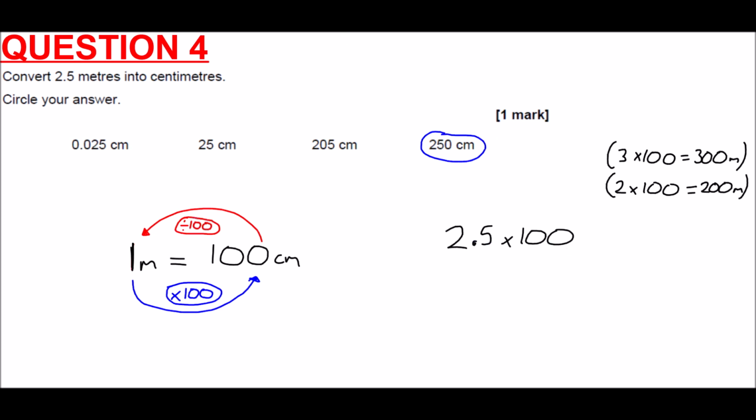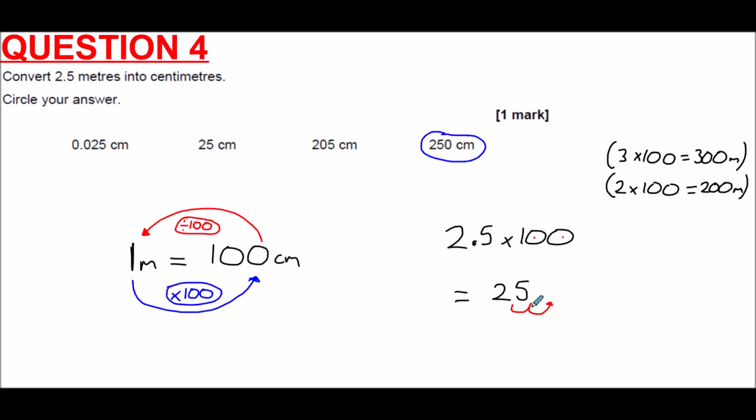2.5 multiplied by 100, to do it directly, if we multiply by tens, hundreds or thousands, the number of zeros in the number tells us how many digits the decimal is going to move over. So this decimal is going to move 2 places to the right because 100 has 2 zeros in it.